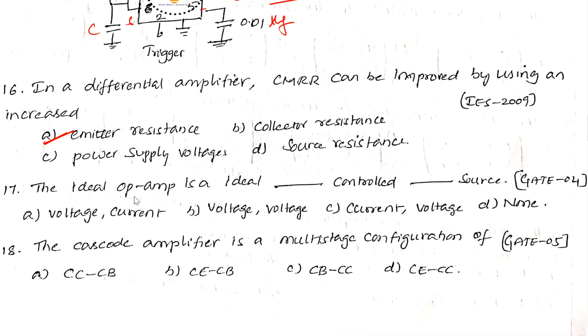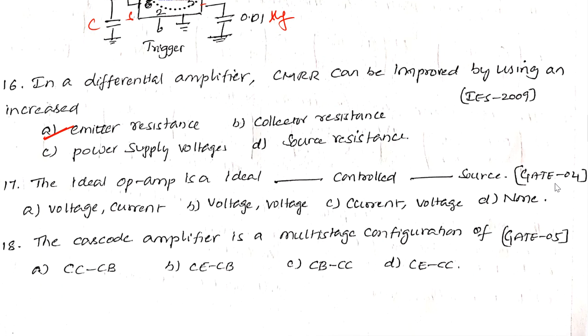Now next one, the ideal op amp is an ideal dash-controlled-dash source. So asked in GATE 2004. The answer for this question is, ideal op amp is a voltage controlled voltage source. So the answer will be voltage controlled voltage source here.